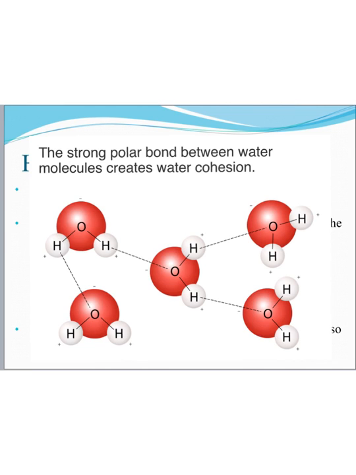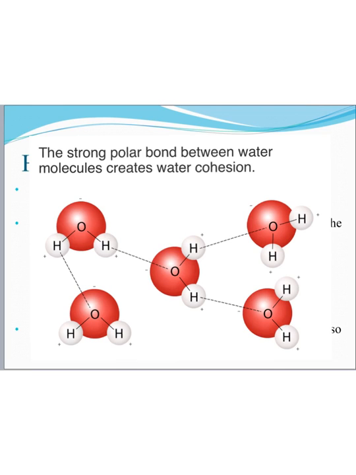Hydrogen bonds are bonds that are between water molecules. So we have one water molecule here bonding to another water molecule due to differences in charges. These are not real bonds. These are bonds due to differences in electronegativities. And these bonds allow water to create surface tension and water cohesion. That's one of the reasons why we see things floating on water.